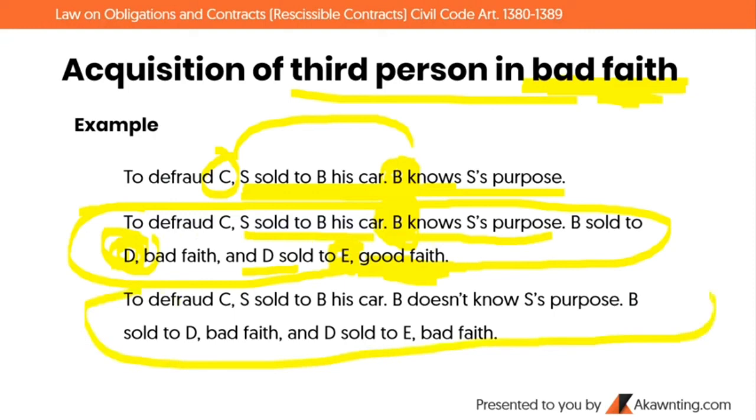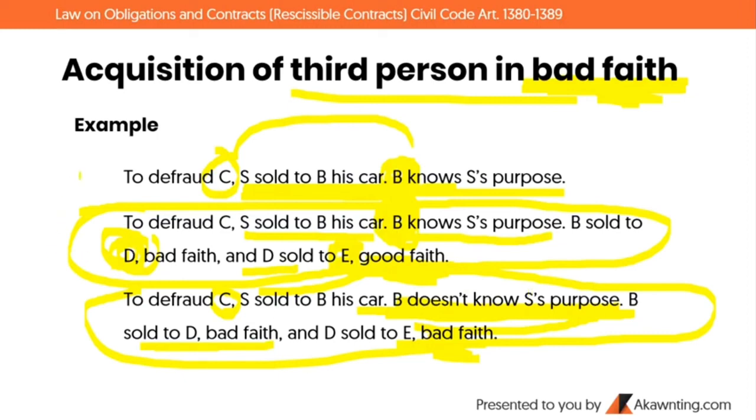Pero in this third example, may pagkakaiba to kasi una pa lang, okay, in good faith si B. Pero yung mga sumunod sa kanya, okay, in bad faith. Okay? So in this case, dito pa lang wala na. Okay? Hindi na pwedeng ma-rescind yung contract dito sa third example natin. Hindi na pwedeng ma-rescind ni C yung sale ni S ng car kay B. Okay? Kasi si B pala mismo, siya yung unang-unang alienation, okay, or transfer of the car ay good faith. Okay? So in this case, exemption to.